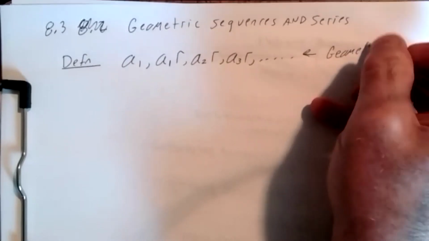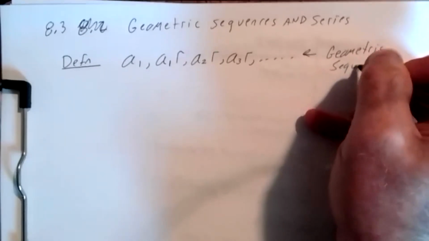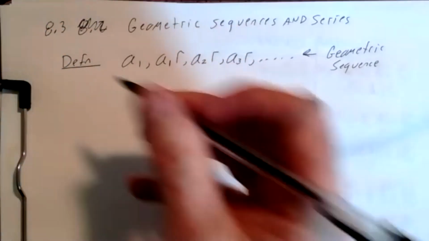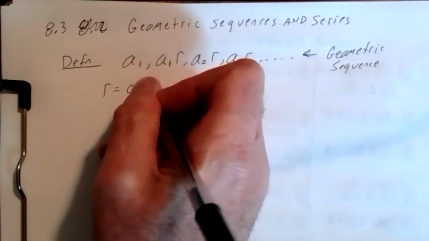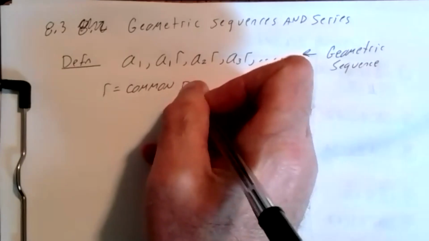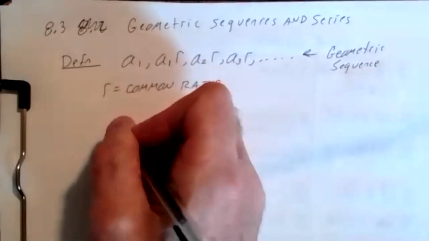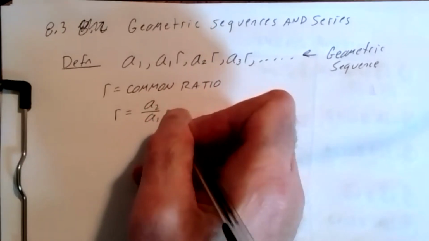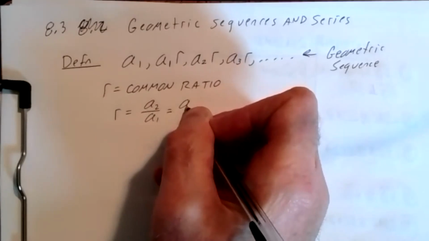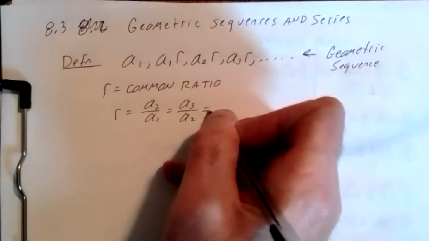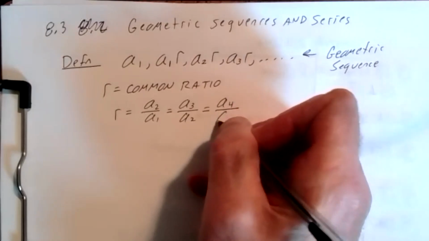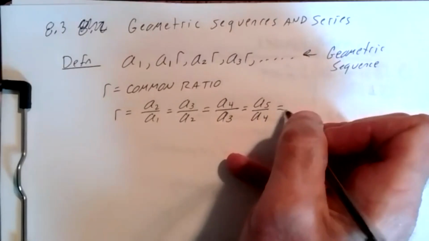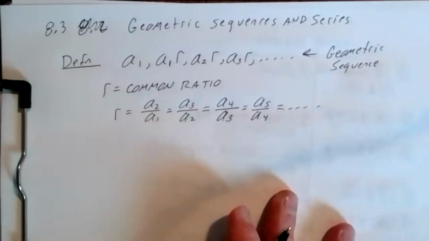Now, an arithmetic sequence has a common difference, but a geometric sequence has what's called a common ratio. Common ratio. And as it turns out, ladies and gentlemen, your common ratio is going to be your second term divided by your first term, or your third term divided by your second term, or your fourth term divided by your third term, or your fifth term divided by your fourth term, etc. It's called the common ratio.